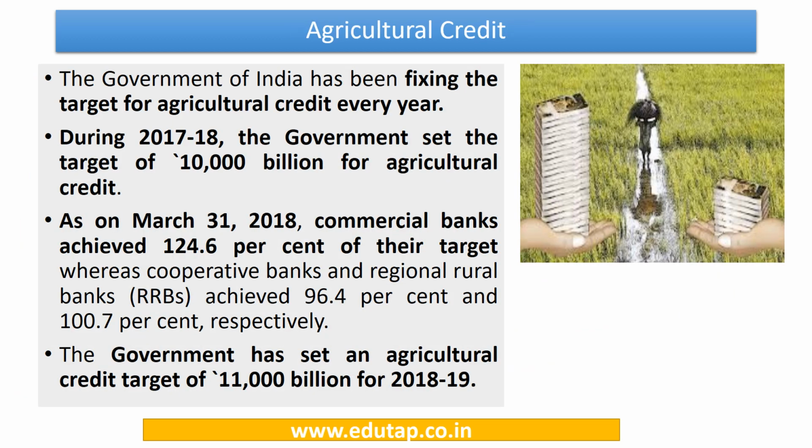Now if you talk about agriculture credit, the government fixes the target for agriculture credit every year. For 2017, this target was rupees 10,000 billion, and as on March 31st 2018, the commercial banks have achieved 124.6% of their target. However, the cooperative banks have achieved only 96% of their target, and regional rural banks have achieved 100.7%. Now for 2018-19, the target is rupees 11,000 billion. So this is a very important figure which you should remember.